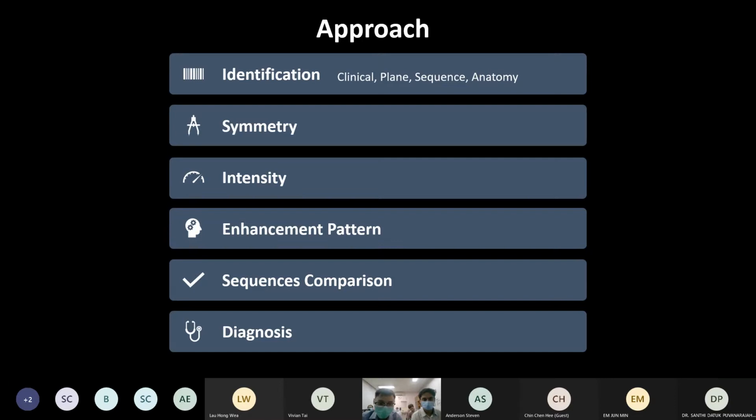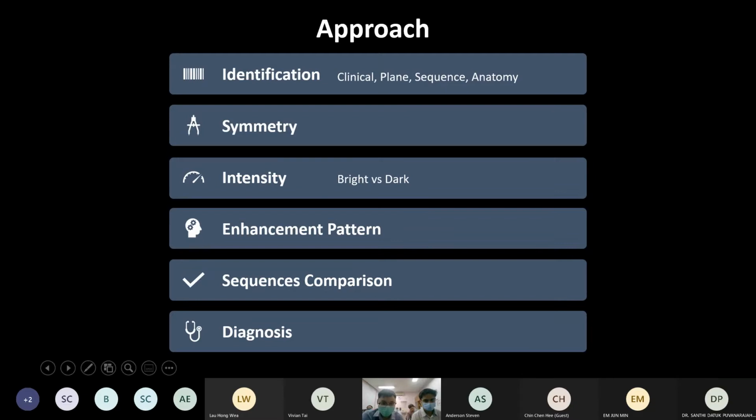After we identify these few things, we'll analyze the brain, in particular whether there's any asymmetry or midline shift. We look at the midline and compare structures from above to below. Subsequently, we'll compare the intensity, like I said, bright versus dark. Then we talk about the enhancement pattern and compare the sequences. Then we finally come to a diagnosis.